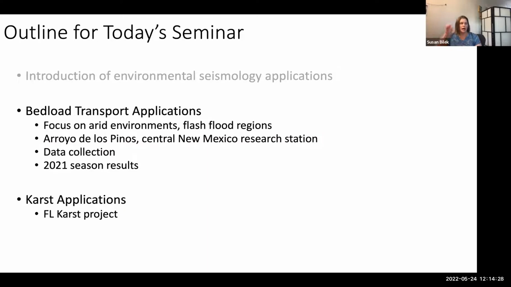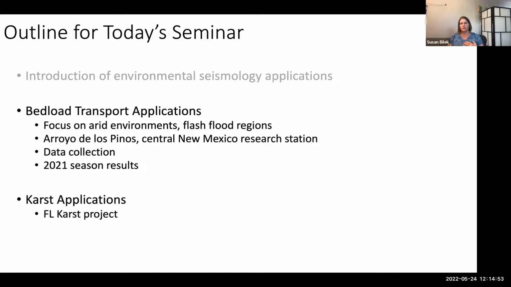Okay, so just to briefly give an outline for where we're going today, I've already covered a brief introduction to some of the environmental seismology applications. And I'm going to revisit a few of those applications and start with a review of some data that we've been collecting to look at bedload transport and water level changes.